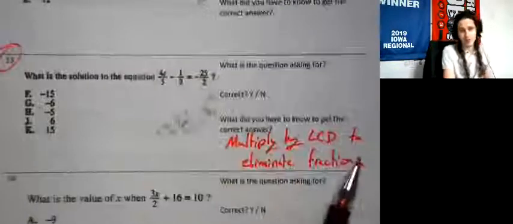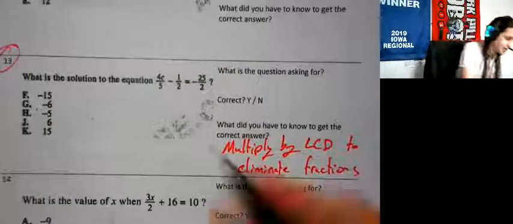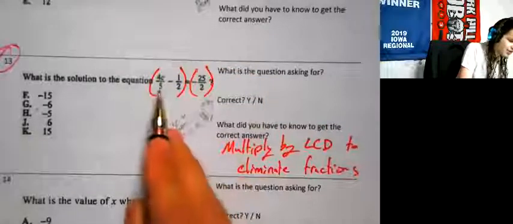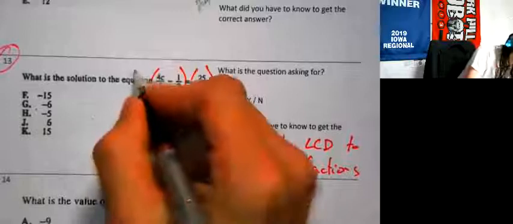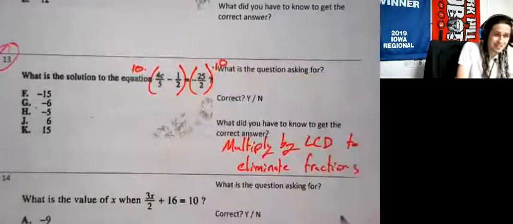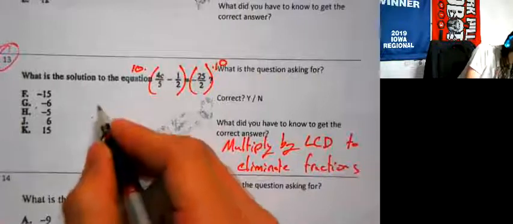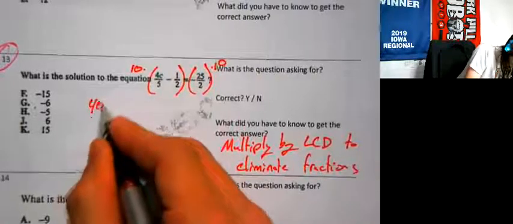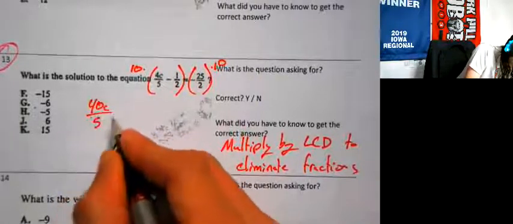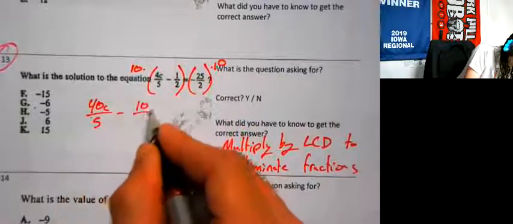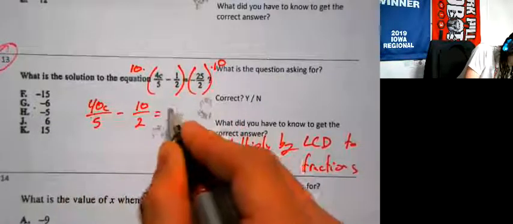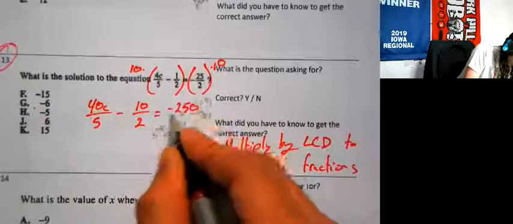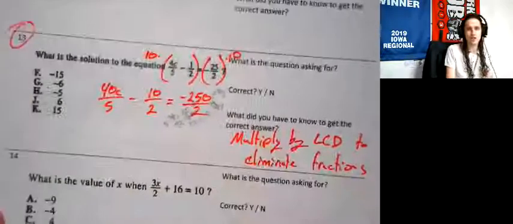Multiplying by the least common denominator is going to get rid of all the denominators. I'm looking at all these and saying, what is the least common denominator of 5 and 2? Hopefully you recognize that that would be 10. So I'm going to multiply everything by 10. What's that going to get me? And why did I do this? 40c over 5 minus 10 over 2 equals negative 250 over 2. Oh my God, that seems worse.